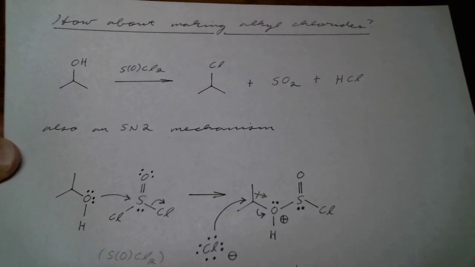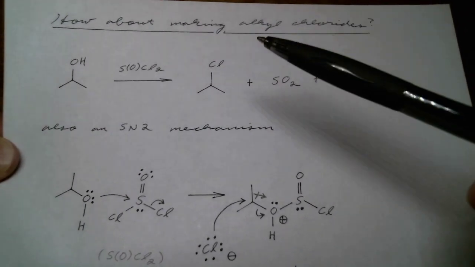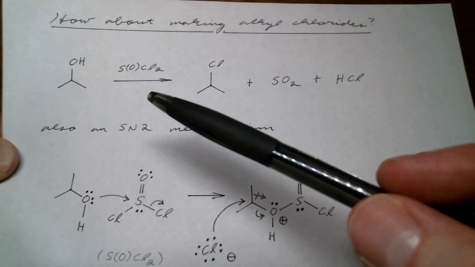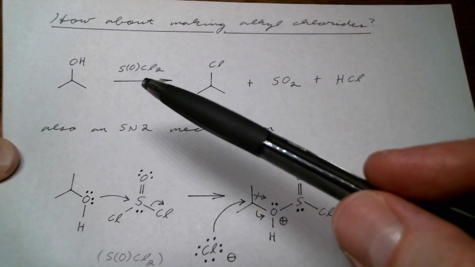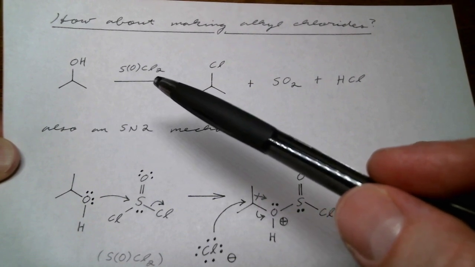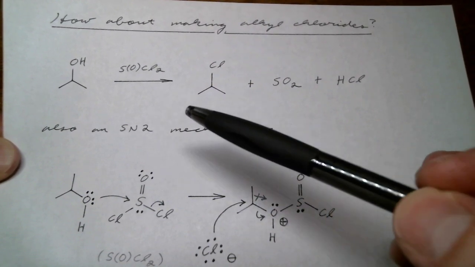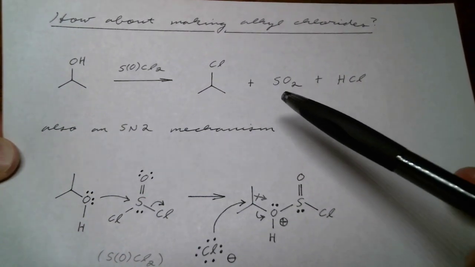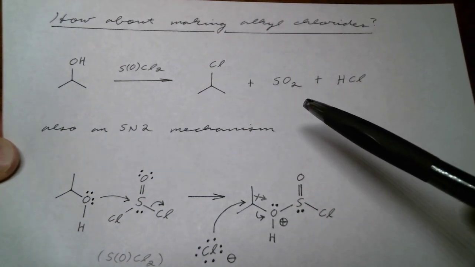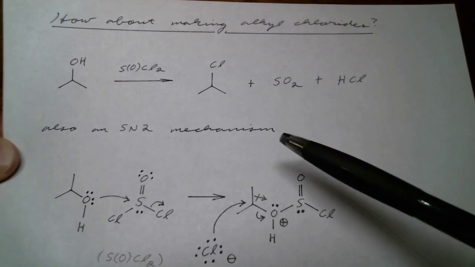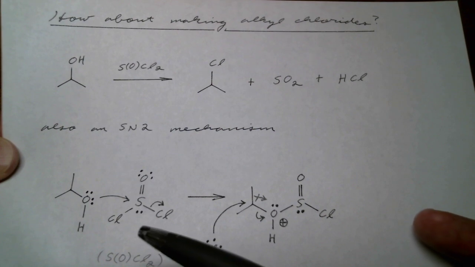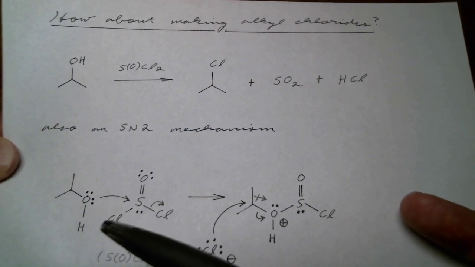So how about making alkyl chlorides? Here we start with isopropyl alcohol. We'd use a reagent called thionyl chloride, SOCl2, to convert that alcohol to a chloride. And our byproducts would be sulfur dioxide and HCl. This is also an SN2 mechanism. Sulfur is also an oxophile, just like phosphorus.